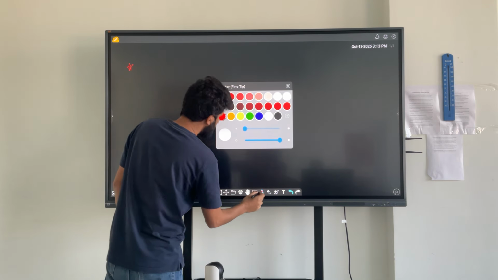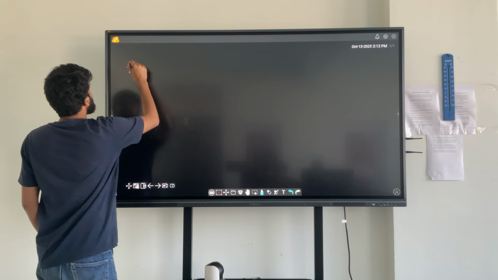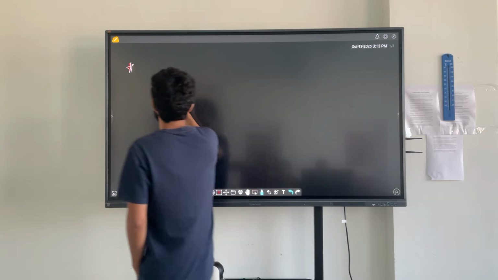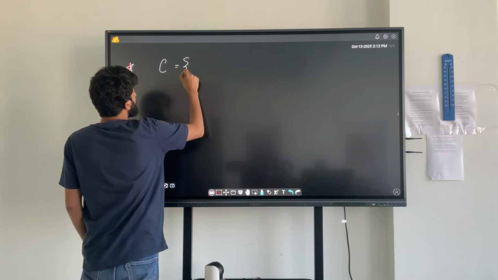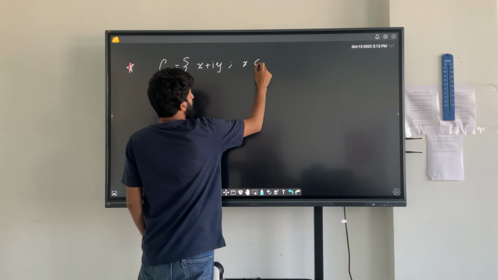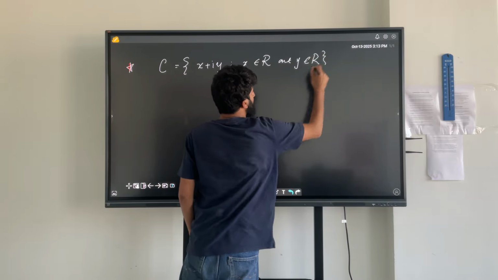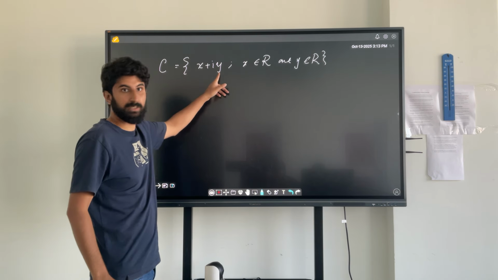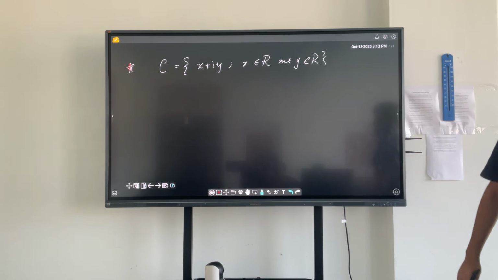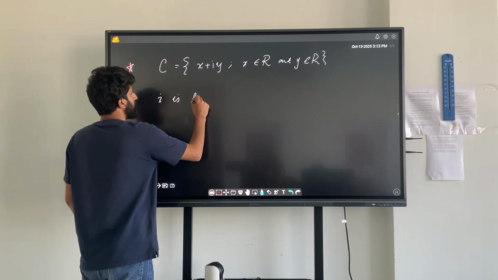Simply put, it's a set of numbers which is basically a combination of two real numbers. Typically the formal way of writing is C is a set of numbers of the form x plus iota y, where x is a real number and y is also a real number. So this should be real and this should be real. Then iota is the imaginary unit.